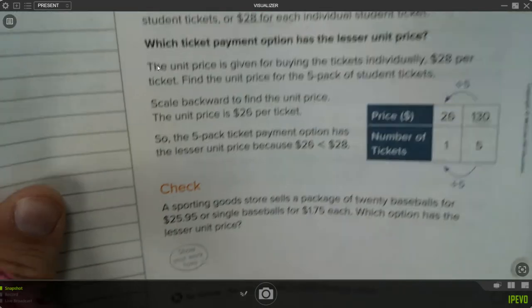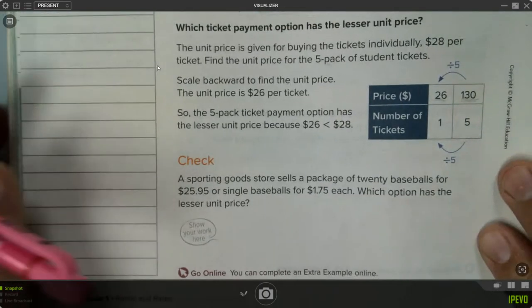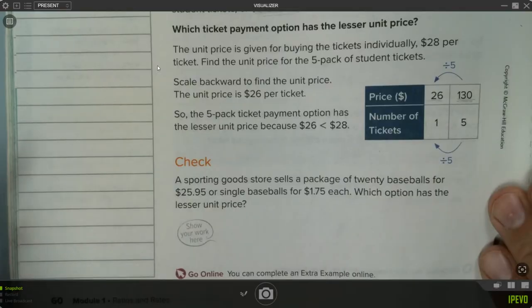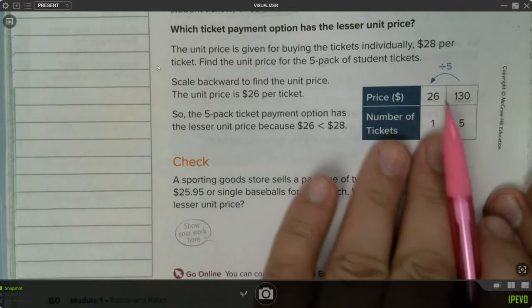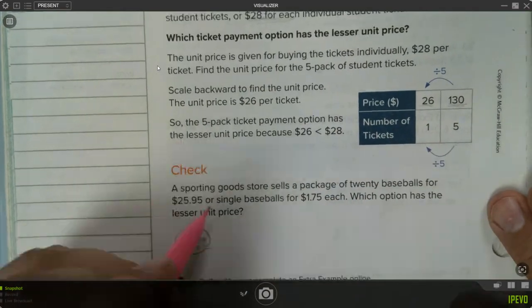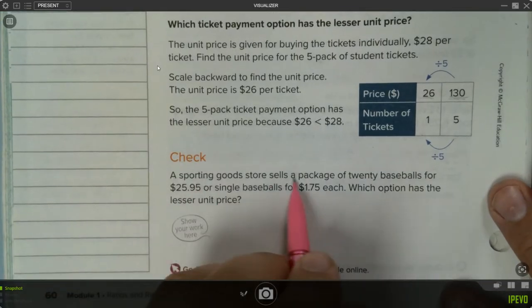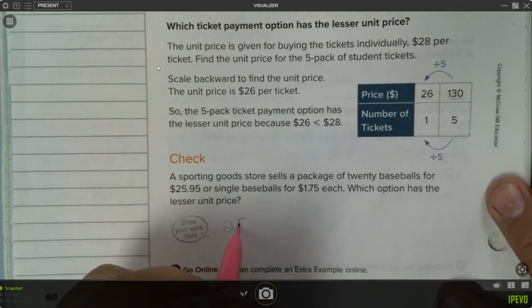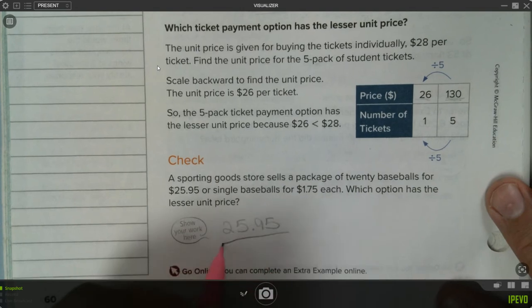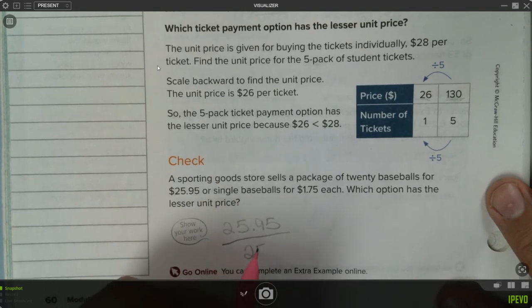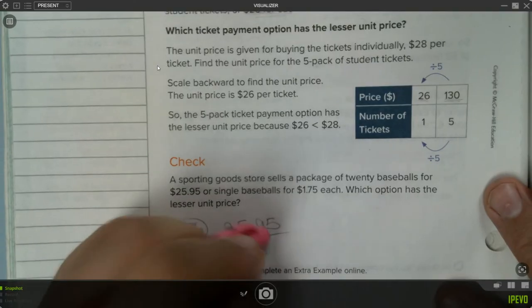All right, let's take a look at the check here. Same sort of thing. Now, you don't have to set it up like a table. You can set it up like a ratio. A sporting goods store sells packages of 20 baseballs for $25.95. That's 20 baseballs. Or you can buy a single baseball for $1.75 each.